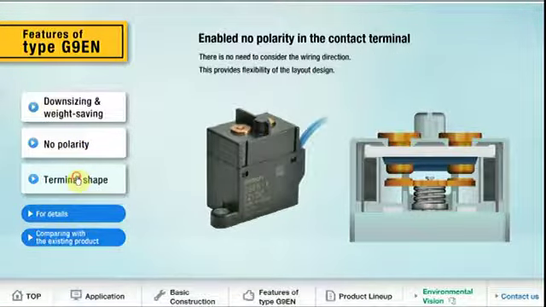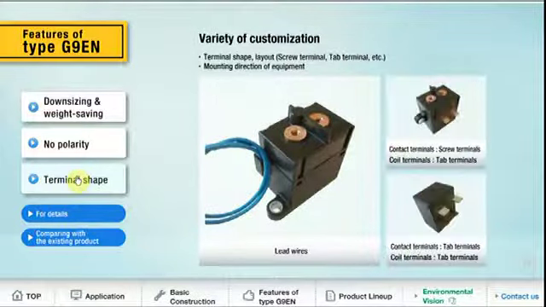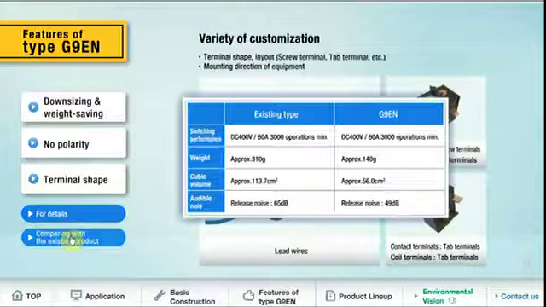And there's a variety of customized terminations that we can have. So you can have lead wires, screw terminals, tab terminals. Quick comparison, so you can compare our G90 EC relay to the G90N relay. You can see that the weight's in half, the cubic volume's in half, and it's a lot quieter, only 49 decibels.